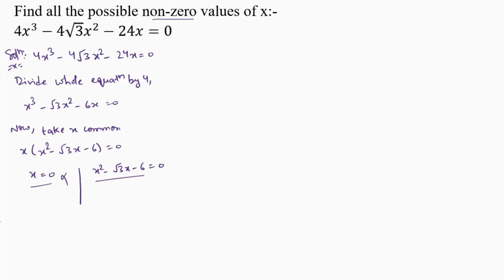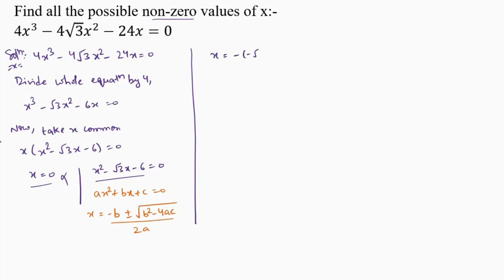As we know, for any quadratic equation written in the form of ax squared plus bx plus c equals 0, the value of x can be found by minus b plus minus under root b squared minus 4ac, divided by 2a. So in our case, x equals minus root 3 plus minus under root of (minus root 3) squared minus 4 times 1 times minus 6, divided by 2 times 1.